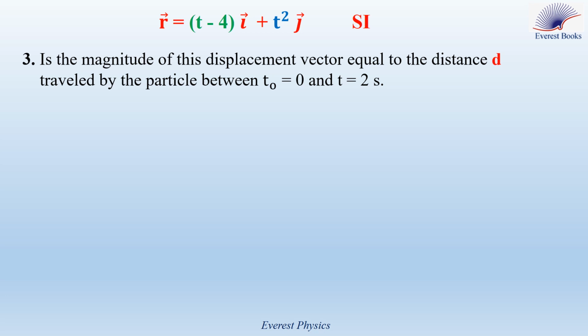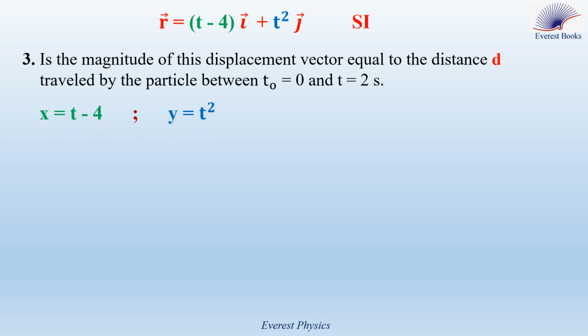Part 3. Is the magnitude of this displacement vector equal to the distance d traveled by the particle between time 0 and time 2 seconds? To answer this question, we have to determine the shape of the trajectory. If the shape of this trajectory is a straight line and the motion has one direction, so the magnitude of this vector is equal to the distance d. And if the shape of this trajectory is a curve, so the magnitude of this vector is not equal to the distance d. Now let's determine the equation of the trajectory.